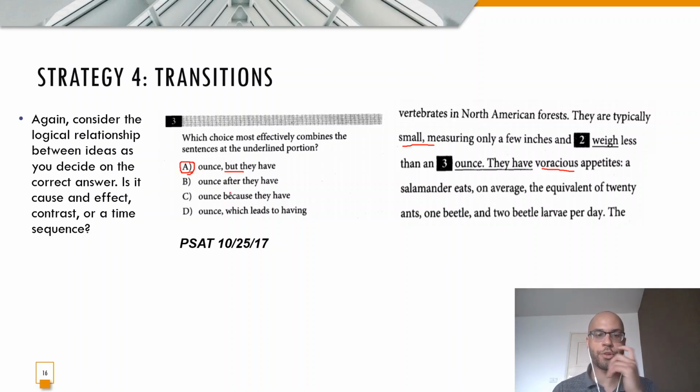Let's examine why some of these other choices are wrong. So they are typically small, measuring only a few inches and weigh less than an ounce. After they have voracious appetites, no, it's not about a time sequence, right? It's not saying they've got the voracious appetites first and then after that they're small. No. And they're not small because of their appetites. They're small in spite of them. The fact that they're small does not lead to their appetites, right? There's no necessary relationship between being small and having a large appetite. In fact, the relationship might be the opposite, that typically if you're small, you don't have the biggest appetite because you don't need that much energy to support your body. All right.